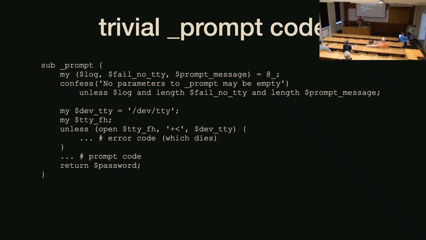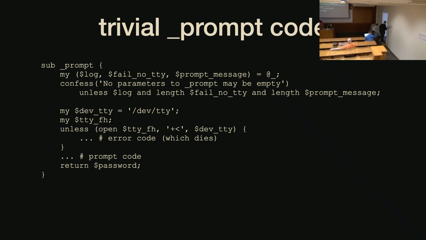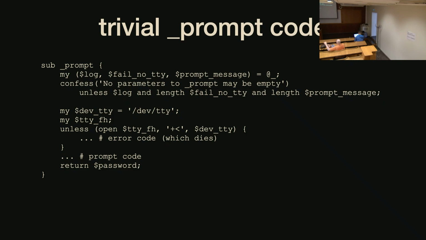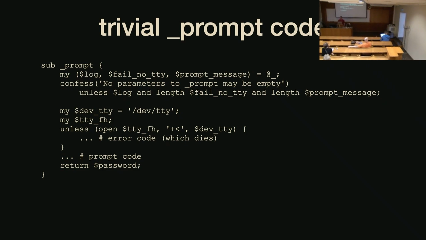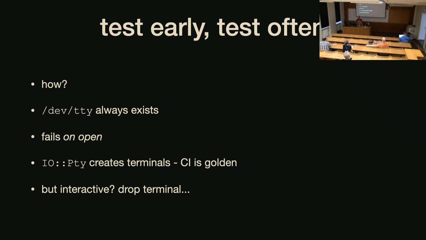And so how this works is we attempt to open the file handle, and if it doesn't open, there's error handling, which basically says, is this what I expected, or is it really something really, really weird? Otherwise, we display the prompt code, which grabs the password and we return. Okay, that's easy. I wrote this. Cool, I thought. But how do I test this?